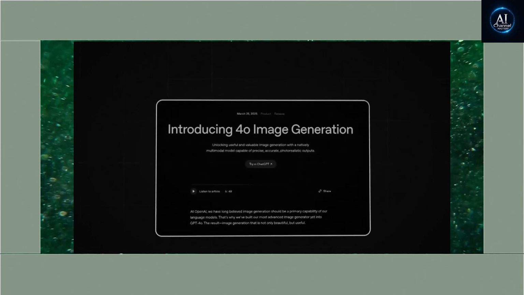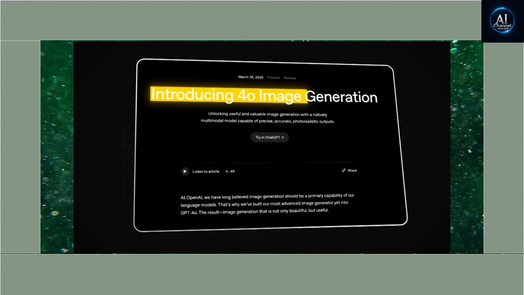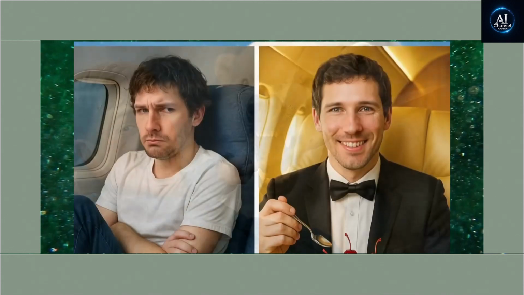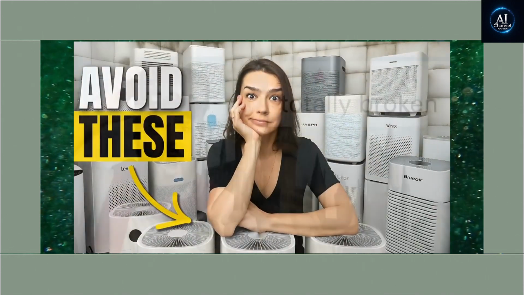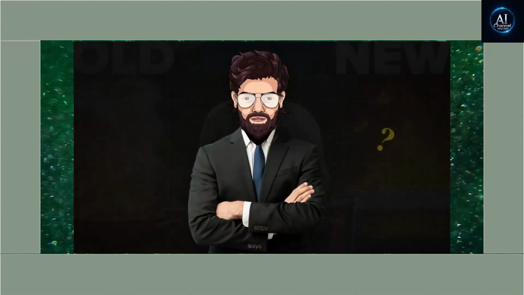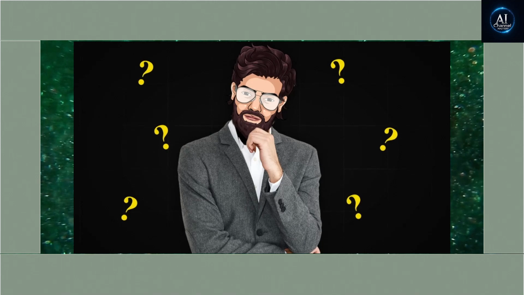So last week, OpenAI released their GPT-4o image generator, and it has blown up. All of these thumbnails that you're seeing right now were created with this brand new model. And everyone's talking about this new feature. But what is it that makes it so special?